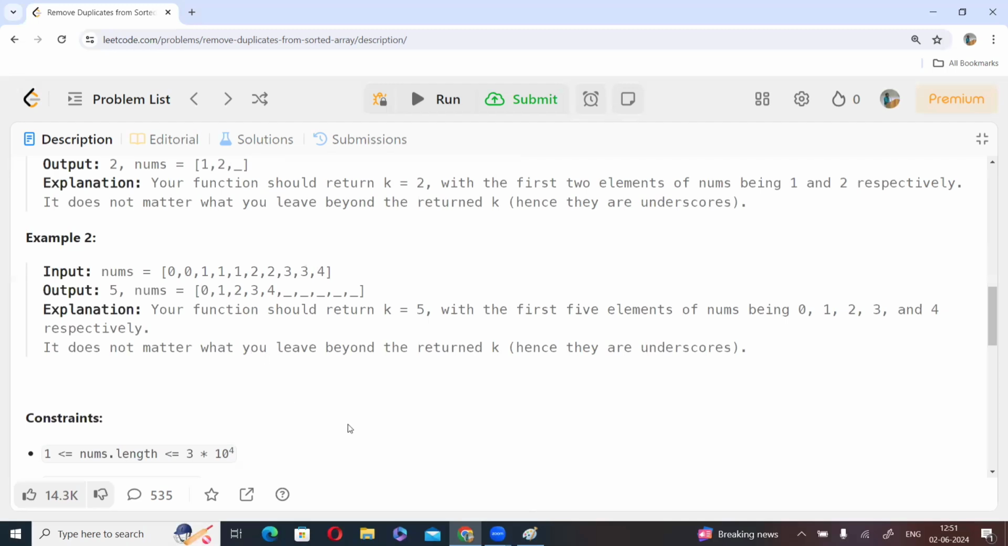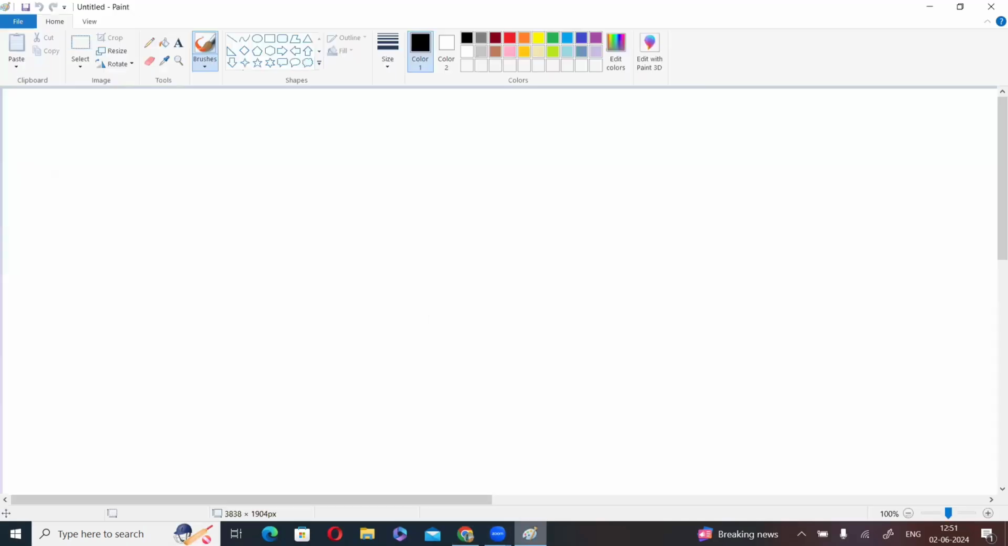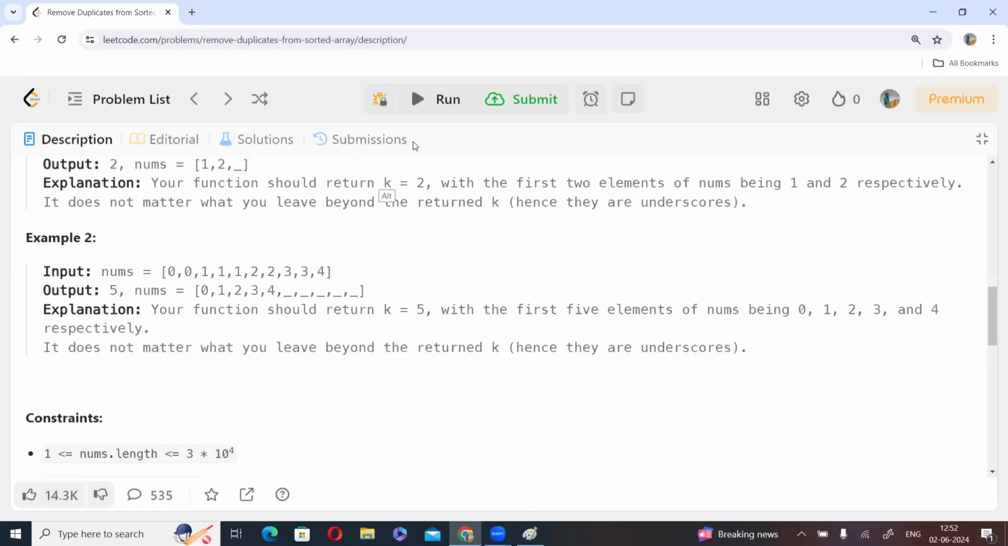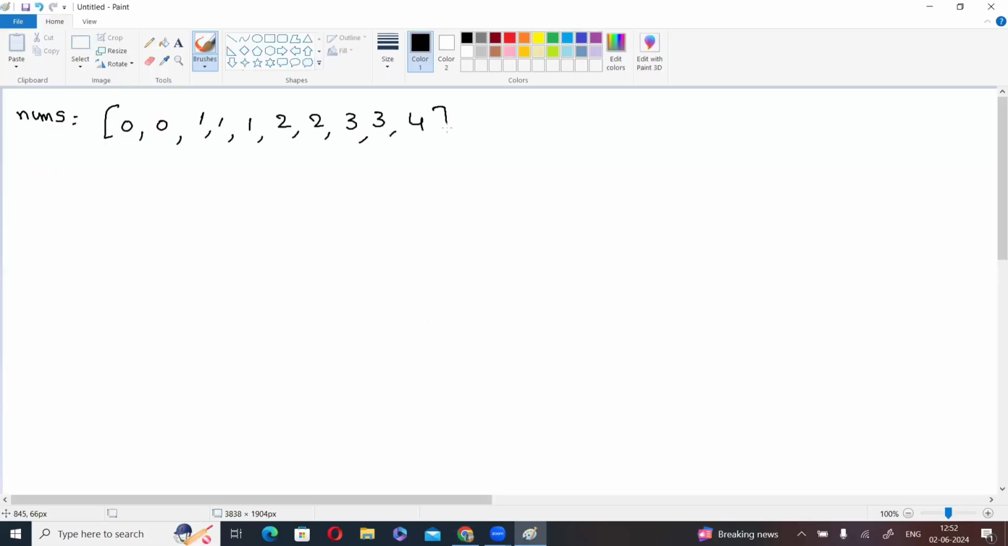That is important. Now, I will explain the same problem by considering the same example. Suppose nums is equal to 0, 0, then how many ones? 3 ones: 1, 1, 1. And 3s? Yes, two 3s. What is the procedure I am following? It's a very simple procedure. Scanning the array element by element.